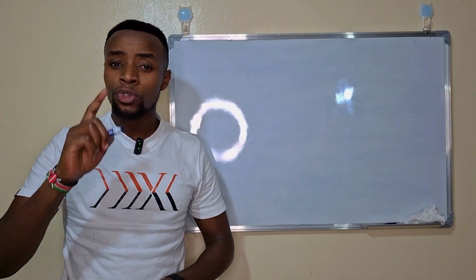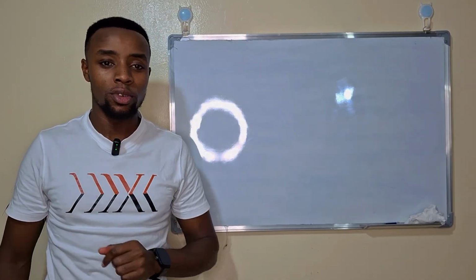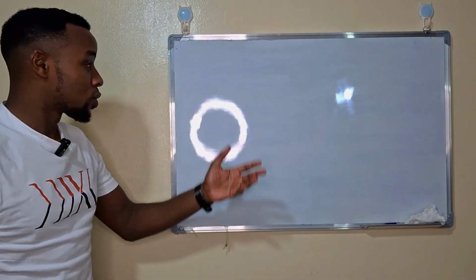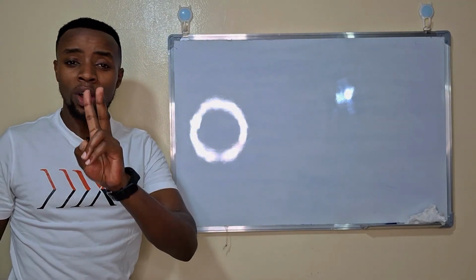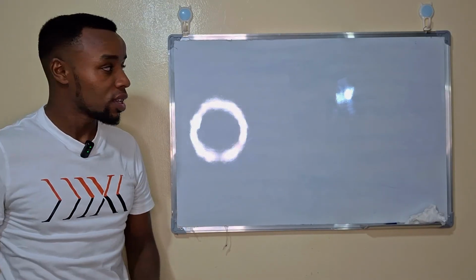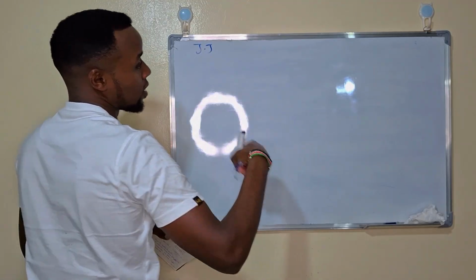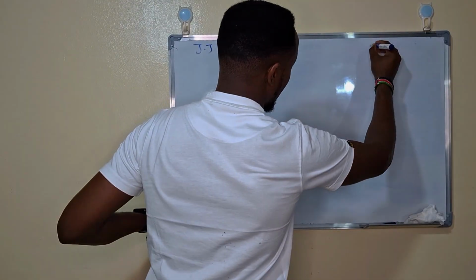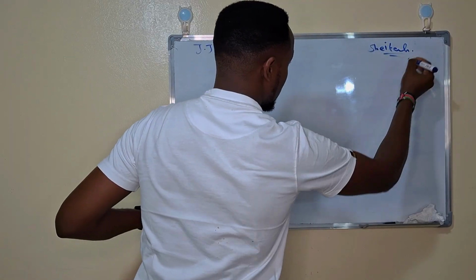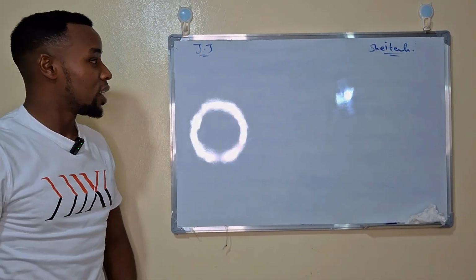Now, when I tell you to choose the shortest repayment period anytime you take a loan from a financial institution, this is what I mean. On my whiteboard, I'm going to have two investors, JJ and another investor called Shayla.